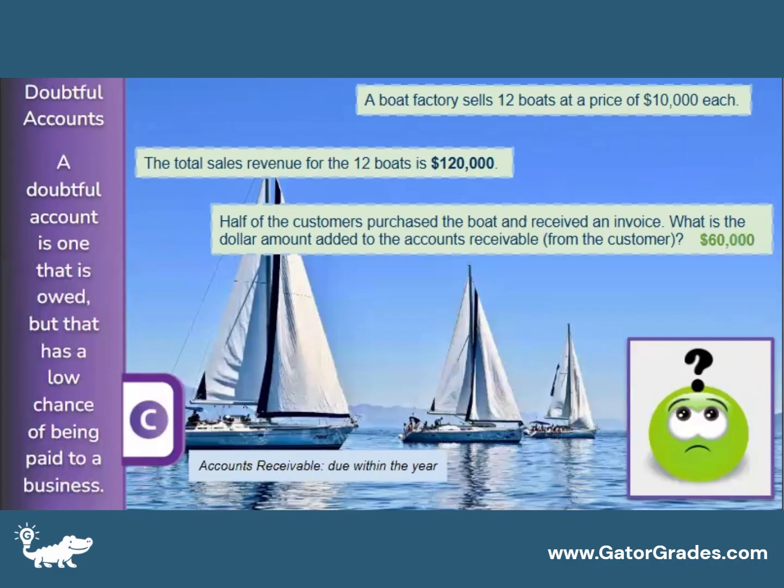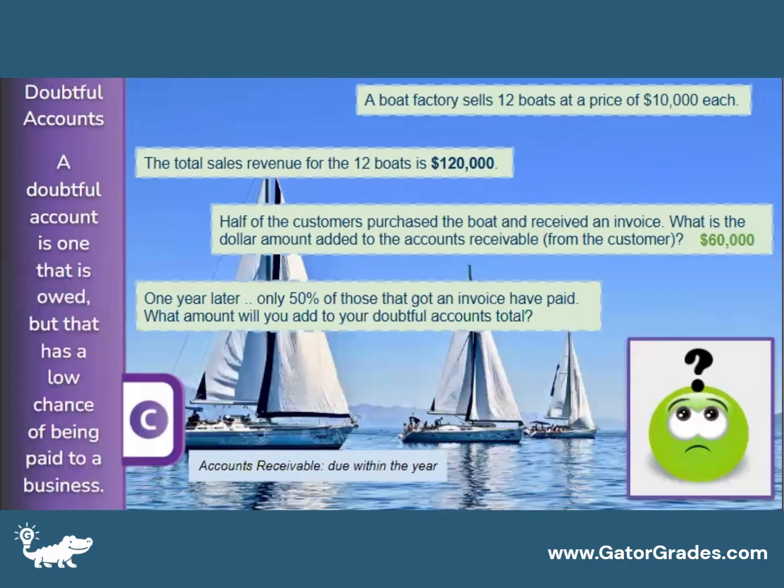The accounts receivable account has a balance of $60,000 that the business is waiting to receive from customers. One year passes and only 50% of those that got an invoice have paid. What amount would you add to your doubtful account total? The amount owed from customers was $60,000, and now 50% have paid their balance.